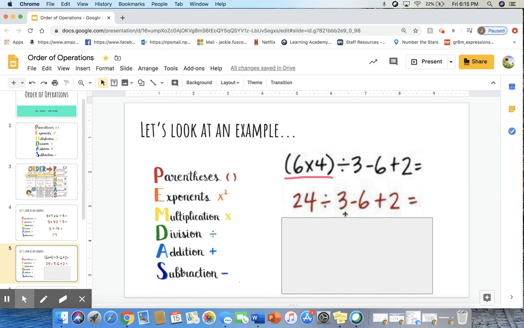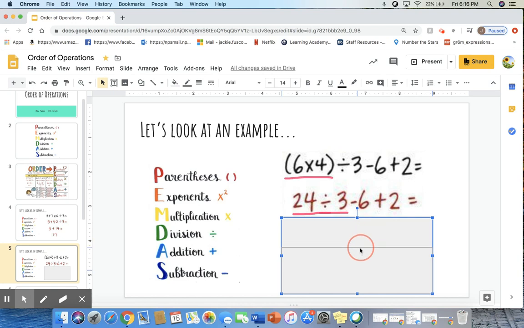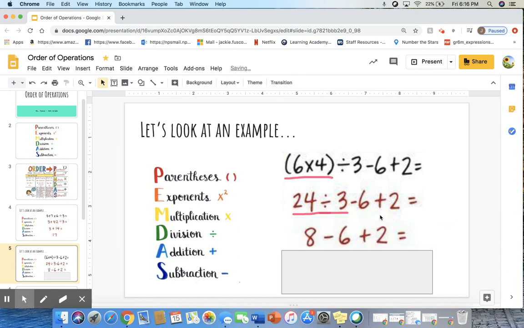Now, looking on here, are there any exponents? I'm looking, there's no exponents. Any multiplication and division? Okay, so I see division here, subtraction and addition. So just this division. So that's what I'm going to solve next. 24 divided by 3. Okay, 24 divided by 3 is 8. And then minus 6 plus 2 stays the same.